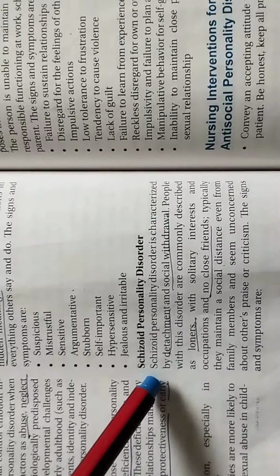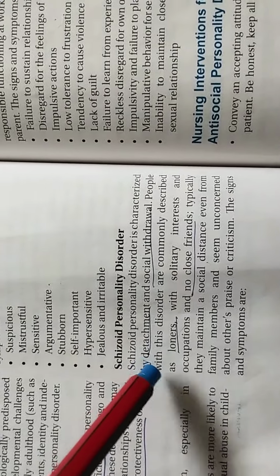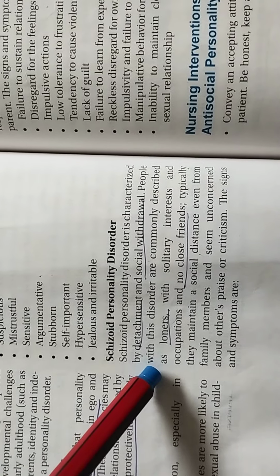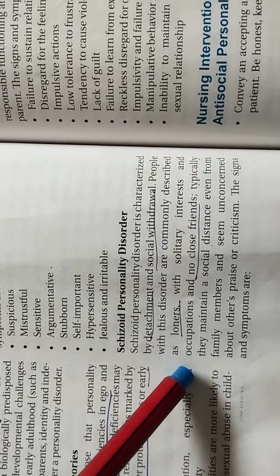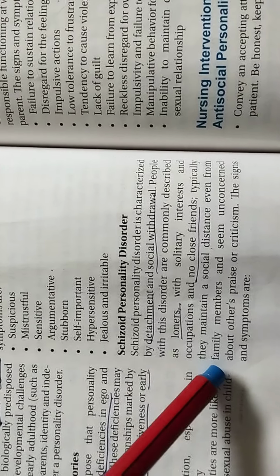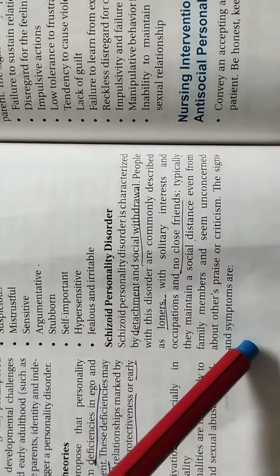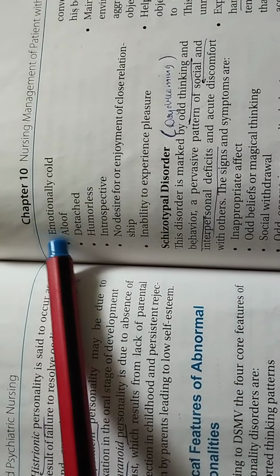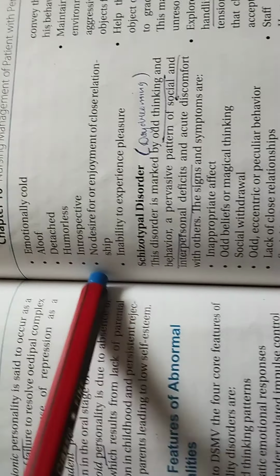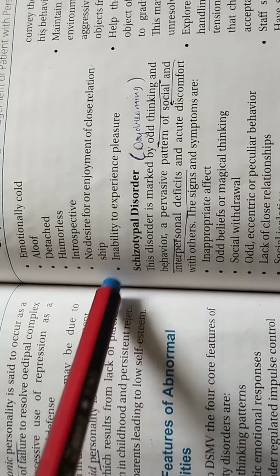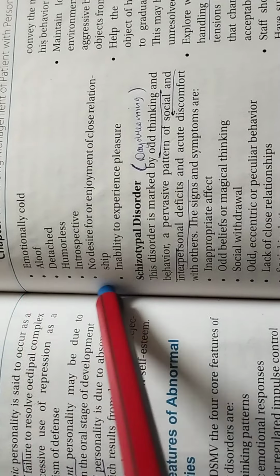Next is schizoid personality disorder. In this type of disorder, the patient is mainly detached and socially withdrawn, because these people are unable to react appropriately to the very important events of their life. They have no close friends. They stay away, aloof, even from their family members, and are commonly described as loners, because they likely prefer to stay alone due to their personality disorder. Their signs and symptoms are: they are emotionally cold, aloof, detached, humorless, introspective, and have no desire for enjoyment because they like to stay aloof. They don't make appropriate social relationships with others and are unable to experience pleasure, because they are not likely to make relationships or close friendships, and don't mix with their family members either.